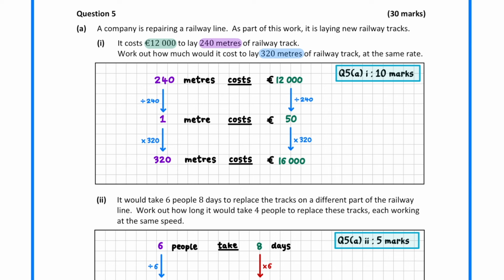We know that 240 metres costs 12,000. If we divide both sides by 240, we find that 1 metre costs 50. From here, we can multiply both sides by 320 to find the cost of 320 metres.